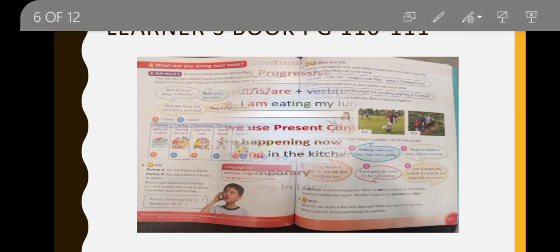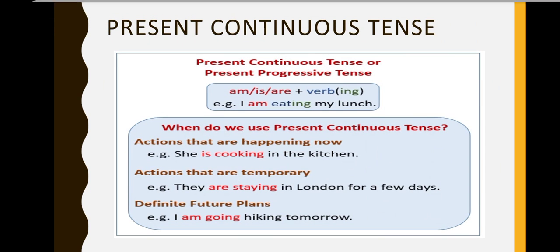Okay, so now let's learn how can we make present continuous tense. When do we use present continuous tense? We use present continuous tense when the action is going on or when the actions are happening now. Let's take example. She is cooking in the kitchen. How we are going to form present continuous tense? We will add ing with the verb. For example, I am eating my lunch.